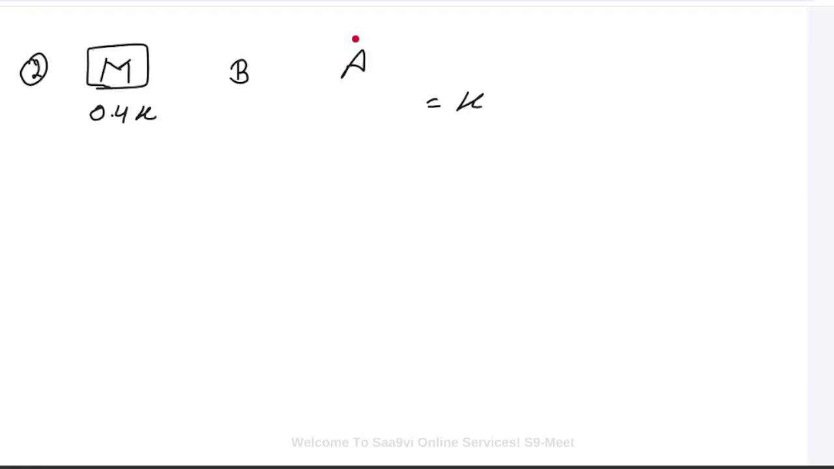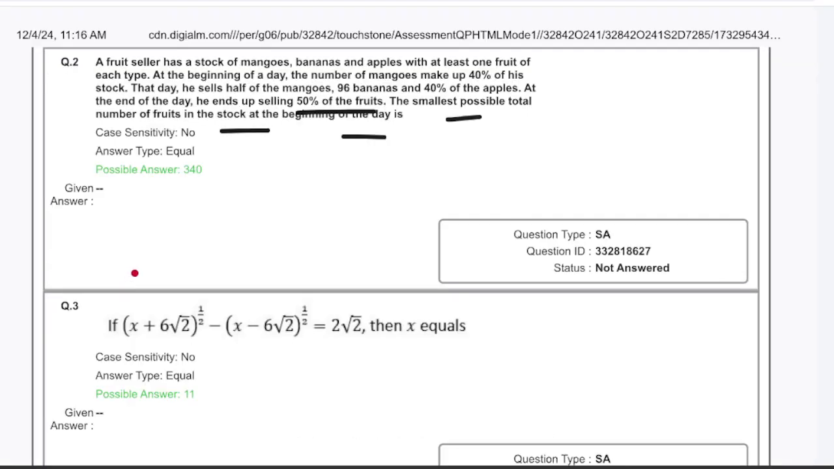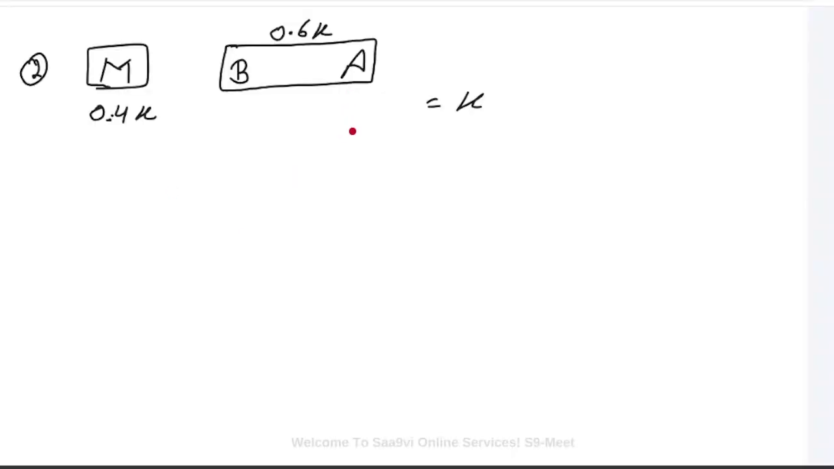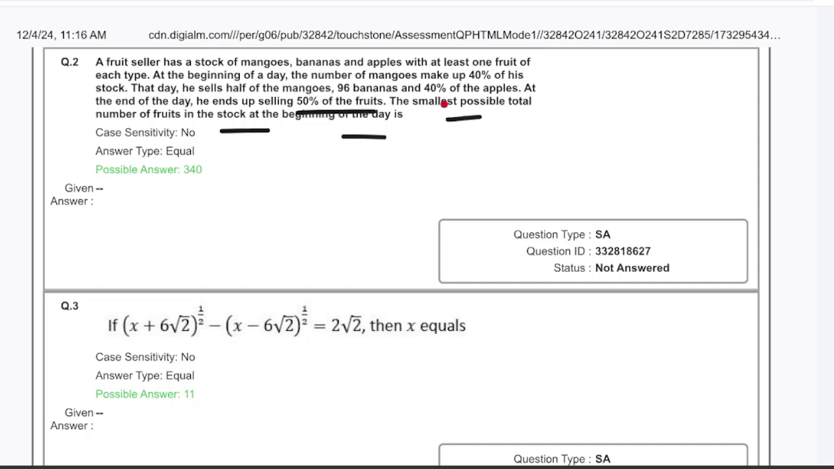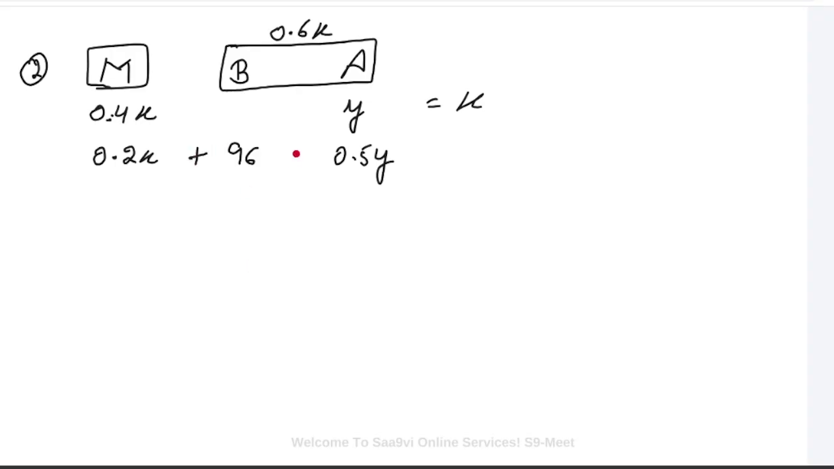So the rest, banana and apples, that means they are 0.6x. Next, it says that day he sells half of the mangoes, that means 0.2x, 96 bananas, and 40% of the apples. So let's assume the apples are y, and he sold 0.2x of mangoes, 96 bananas, and half of y, that is 0.5y. This was sold, and at the end of the day he ends up selling 50% of the fruit. That means the total of these three quantities is equal to half of the total, that is 0.5x.